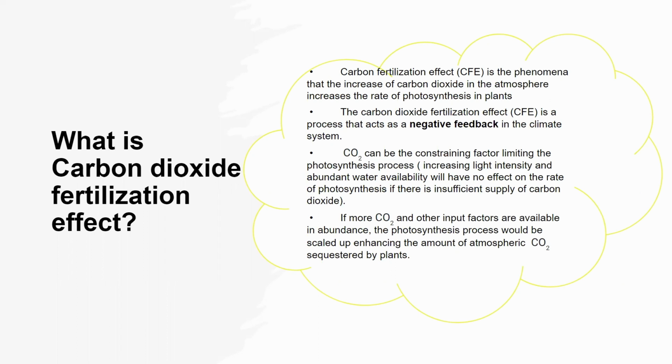Carbon dioxide can be the constraining factor, limiting the photosynthesis process. Increasing light intensity and abundant water availability will have no effect on the rate of photosynthesis if there's an insufficient supply of carbon dioxide. If more carbon dioxide and other input factors are available in abundance, the photosynthesis process would be scaled up, enhancing the amount of atmospheric carbon dioxide sequestered by plants.